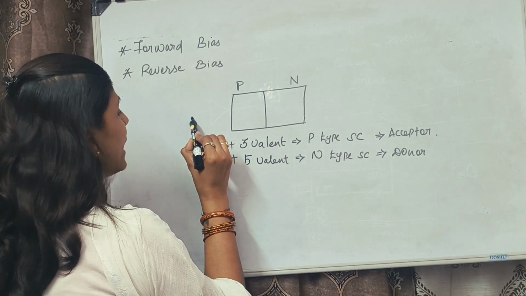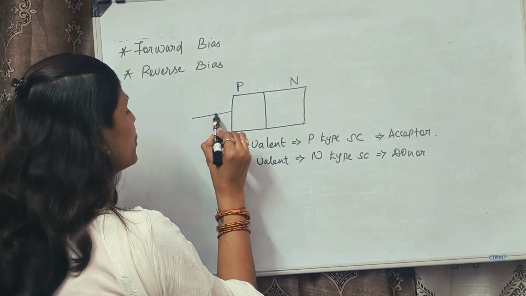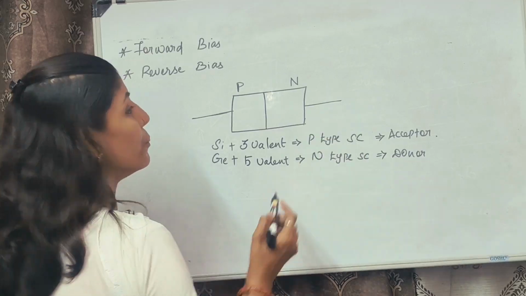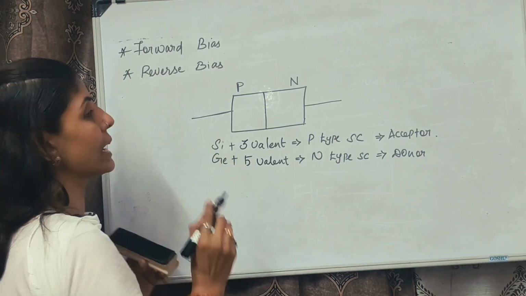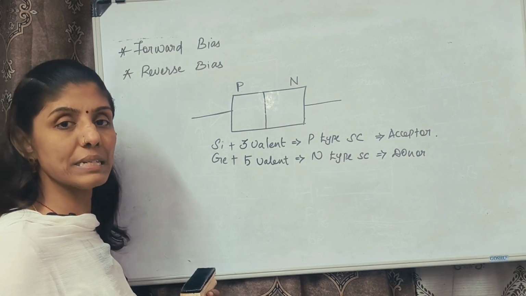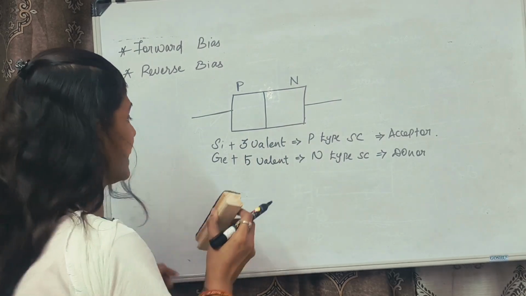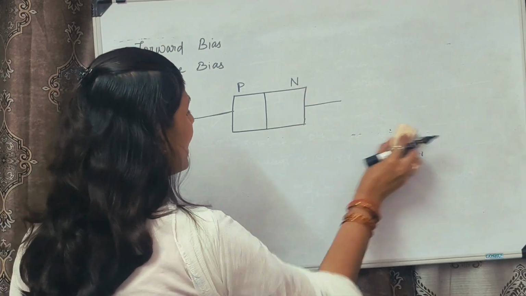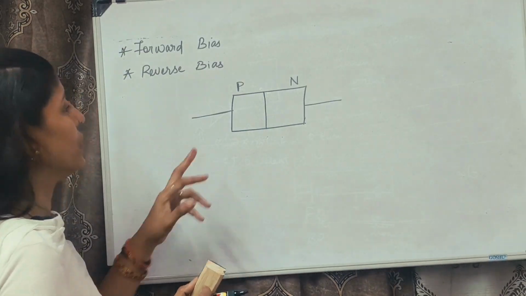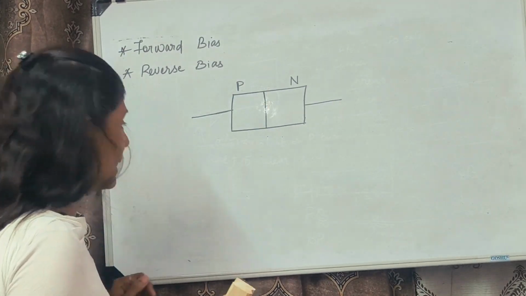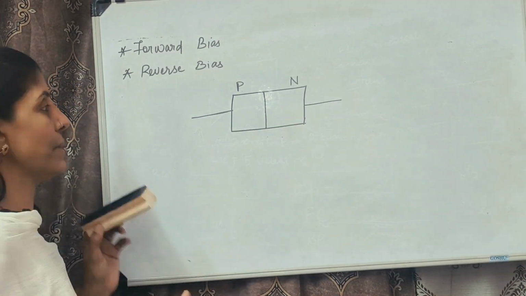After that, what do we have to do? We have to take two metal leads from both sides. So I have taken one metal lead from the p-type semiconductor and one more metal lead from the n-type semiconductor. Now this is a p-type semiconductor and this is your n-type semiconductor.